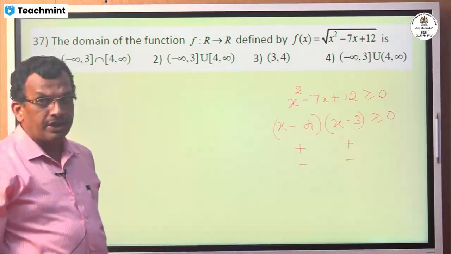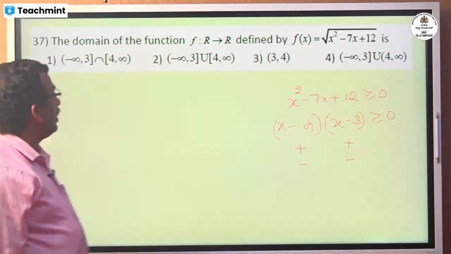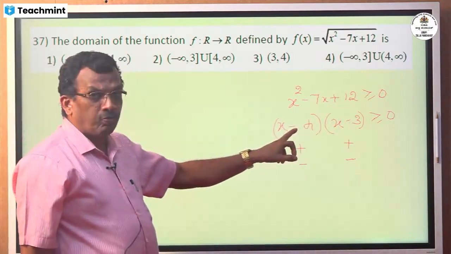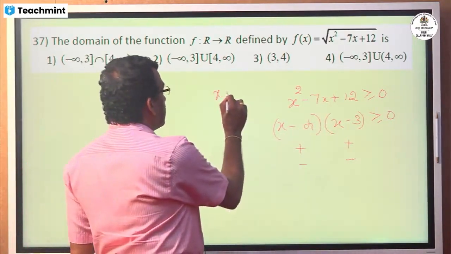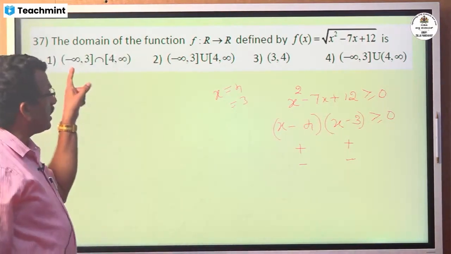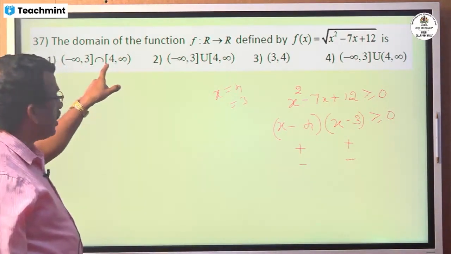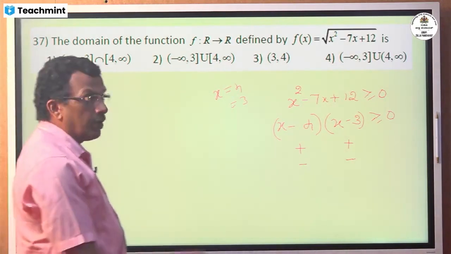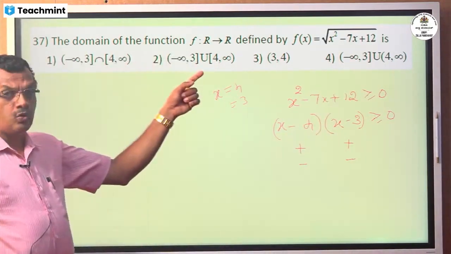This implies either both are positive or both are negative. There are two possibilities. For it to be greater than or equal to 0, both must be positive or both must be negative. When I verify, x minus 4 equal to 0 and x minus 3 equal to 0, x can take two values, x equal to 4 and x equal to 3. Both must be there, so it is a closed interval. My doubt is whether 4 is included or excluded. You know that 4 is included, so this option is not the answer. The second one is about intersection or union.